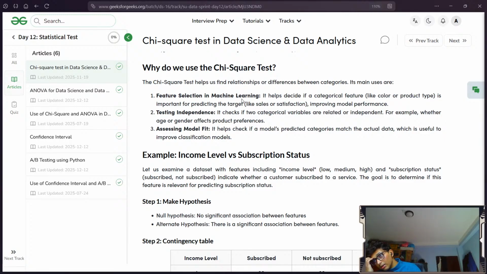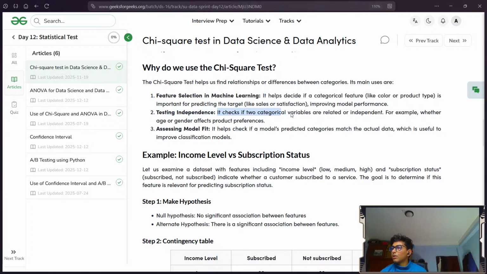Why do we use the chi-square test? The chi-square test helps us find relationships or differences between categorical variables. Its main uses are feature selection in machine learning. It helps decide if a categorical feature like color or product is important for predicting the target like sales or satisfaction. Improving model performance. Feature selection in machine learning. Test of independence.